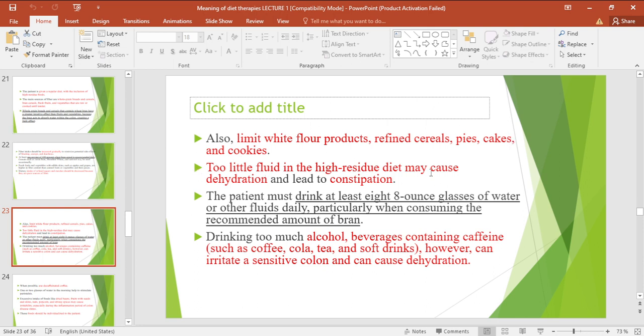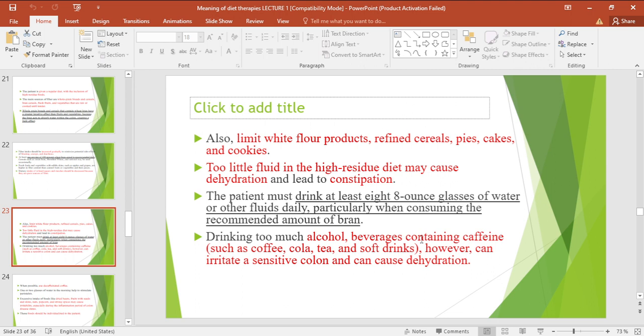And too little fluid in this high residue diet may also cause dehydration and may exacerbate the constipation. So you have to make sure you also regulate. Do not have too little fluids in the body. You have to take in enough fluids. The patient has to drink at least 8 ounce glasses of water or other fluids daily when they are consuming the recommended amount of bran.